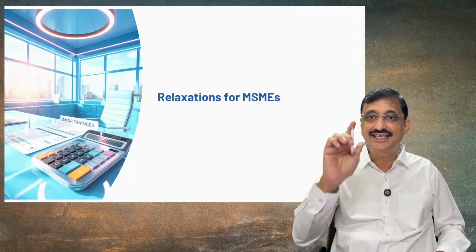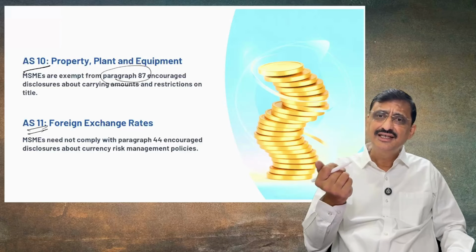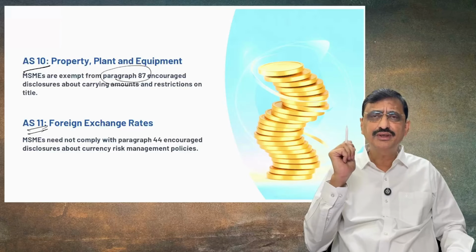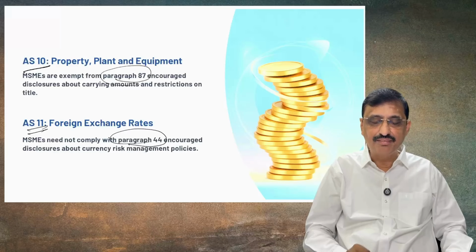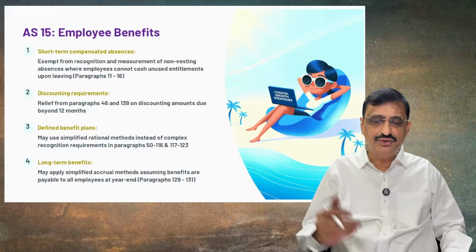Now come to AS11. Generally, most of the MSMEs may not be entering into any transaction of a foreign currency. Maybe there may be a small percentage of MSMEs who will be entering into transactions of a foreign currency, but in most of the cases they may not be entering into foreign exchange transactions. Then AS11 will also be not applicable in respect of that entity. Now let's say AS11 is applicable to them. In such a case, paragraph 44 need not be complied with, right? Now what is 44? You can very well refer.